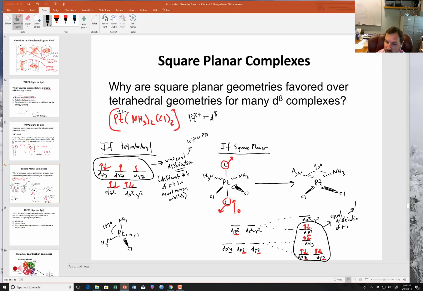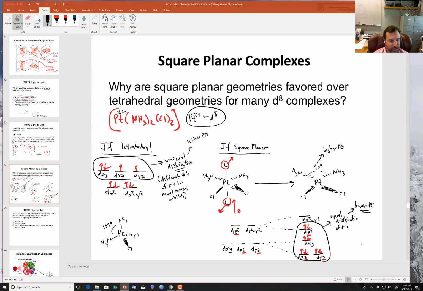That's going to be lower potential energy. All right, so with D8, when we have a D8 complex, going into this square planar geometry is actually more favorable because of the electron distribution. So even though we have a higher potential energy from the smaller angle, we get a lower potential energy from the electron configuration. It just turns out that in nature, this is going to be a little bit more stabilizing than trying to go into a tetrahedral geometry.